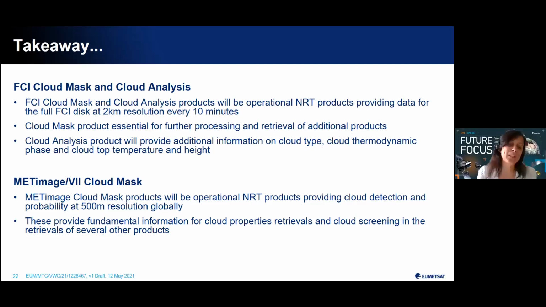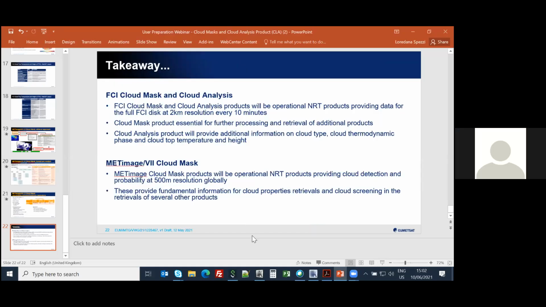Yes, about the EUMETSAT cloud mask, I would like you to take away two main points. The first one is that the EUMETSAT cloud mask is a near real-time product. It's global and has a very high resolution, which is 500 meter. And the second one is that this cloud product can serve application both for cloud retrieval, but also for the retrieval of other atmospheric products which need cloud screening. And with this, I give the word back to Shrika for the question. Thank you very much for your attention.